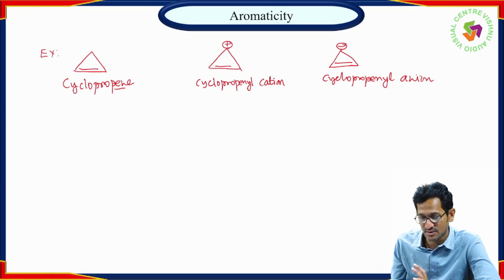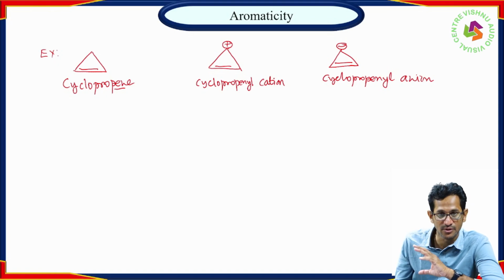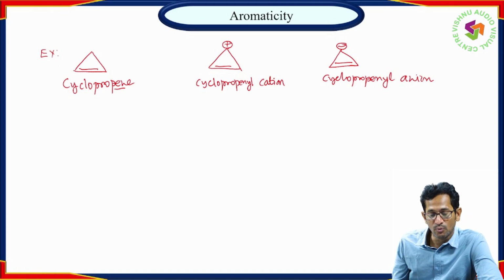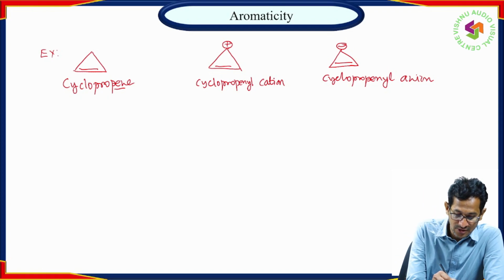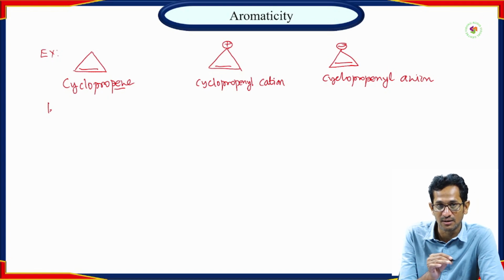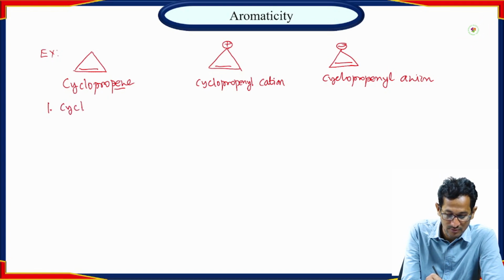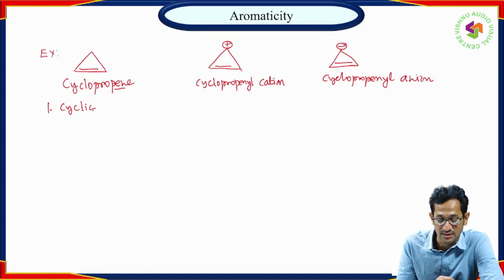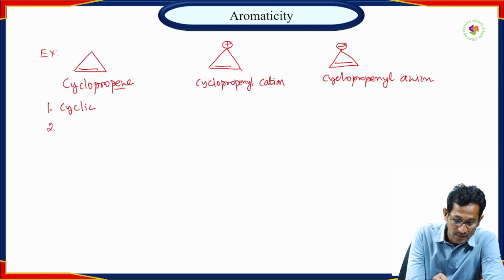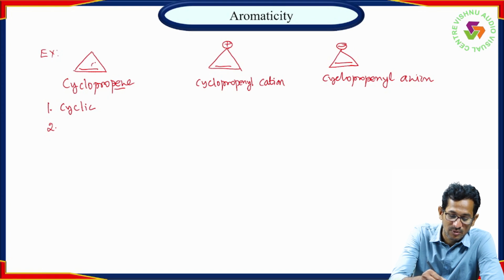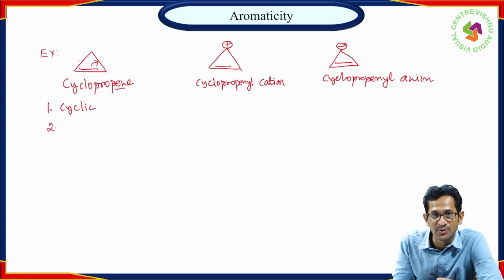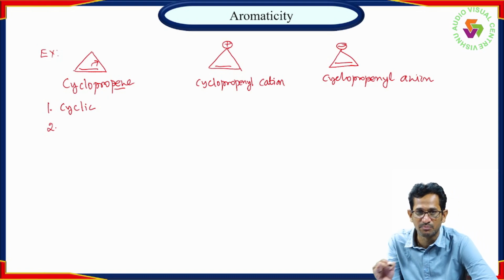Now we have to discuss the aromatic behavior of all these three compounds. We'll go one by one. First, cyclopropene. The first condition is, we have to see whether it is cyclic or non-cyclic. It is a cyclic compound, right? That is good. Second, we have to see whether conjugation is there or not. Here, the double bond is isolated and there are no alternate double bonds, and there is no delocalization of the electrons taking place.